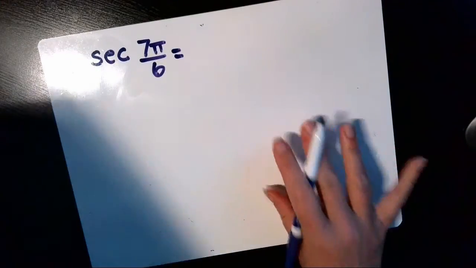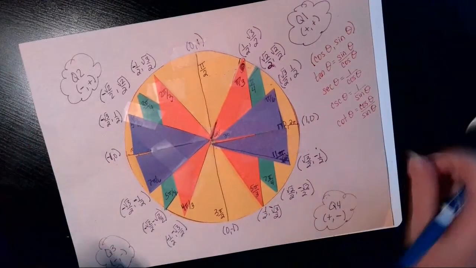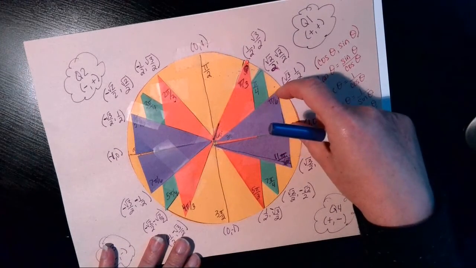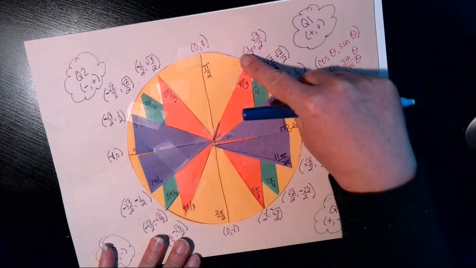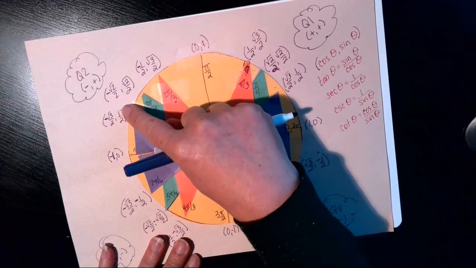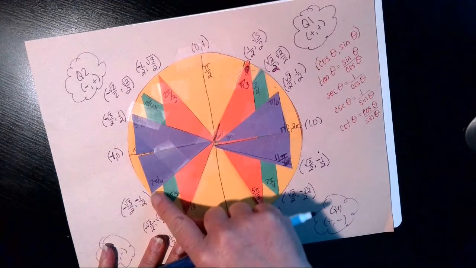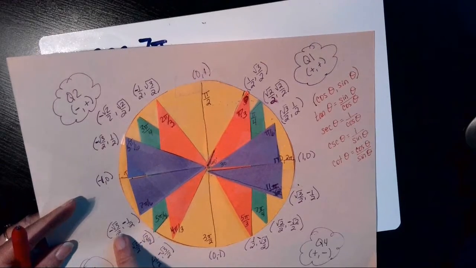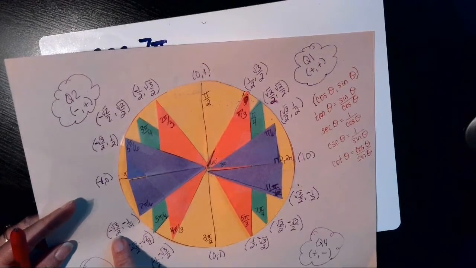And that's for 7 pi over 6. So on my circle, the pi over 6 are purple. So we'll count in increments that big. 1 pi over 6, 2 pi over 6, 3 pi over 6, 4 pi over 6, 5 pi over 6, 6 pi over 6, 7 pi over 6. And 7 pi over 6 is right here in the third quadrant, and we need its x coordinate, which is negative square root of 3 over 2.